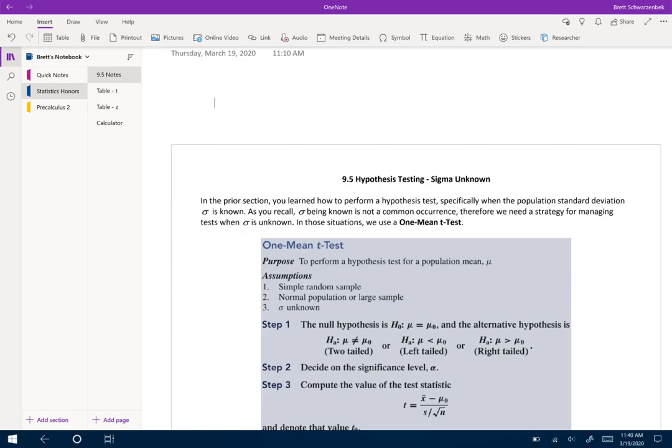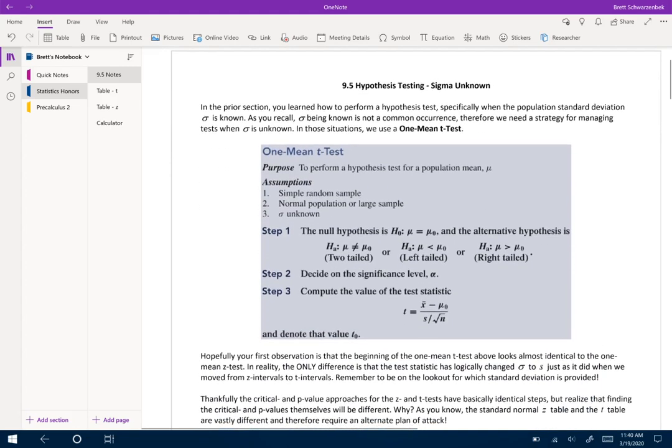We talked about a one mean z-test prior to the break. This was also when the population standard deviation was known. So now we have to talk about when sigma is unknown. If you look at the setup for a one mean z-test, you'll see that the assumptions are pretty much similar, except the obvious unknown situation with sigma.